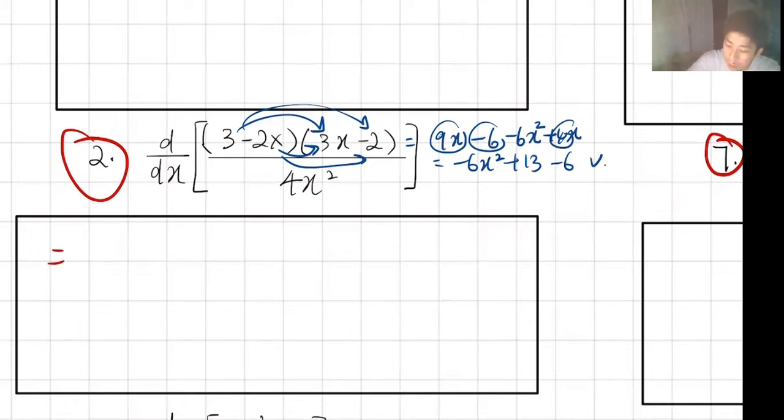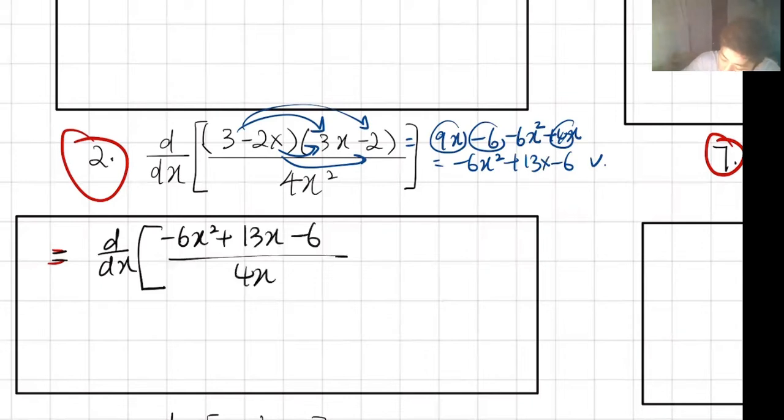So I rewrite it first. I don't want to differentiate first. When I rewrite, I need to put the d/dx also because I haven't differentiated, so the command still exists. So I rewrite it as minus 6x squared plus 13x minus 6, divided by 4x squared.